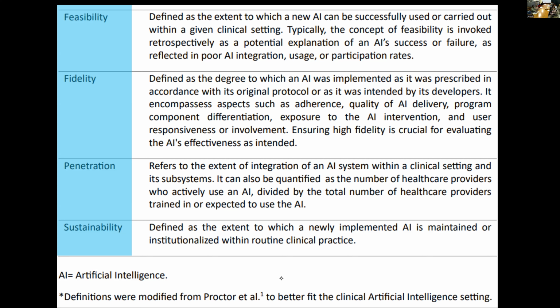Fidelity. Now, I developed it for some particular way of being used. Is it going to be used in the same exact way? Or will people misuse it or use it in some slightly other way?